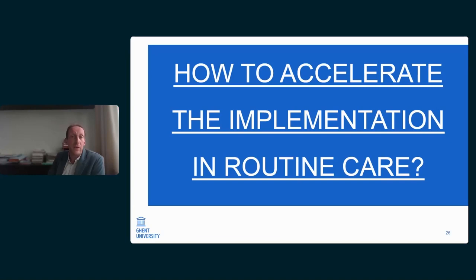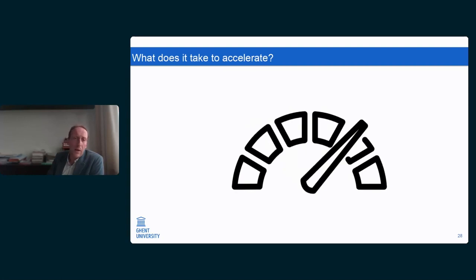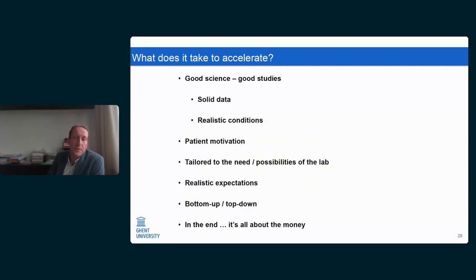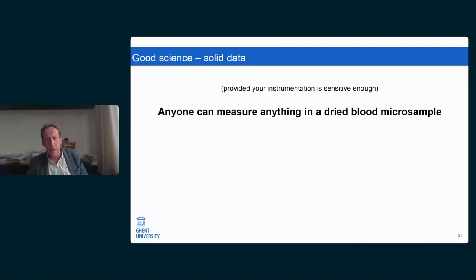So how to accelerate this implementation in routine care? How can we try to move the field forward? So in other words, how can we accelerate? How can we move from this space to this space? I tried to think about this and listed some points that I think are quite important. First of all, we need good science and good studies. And quite importantly, we need solid data.